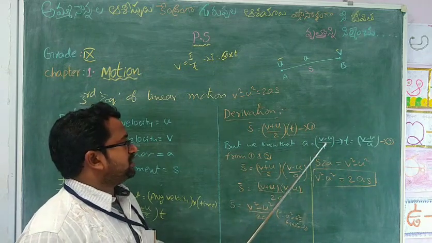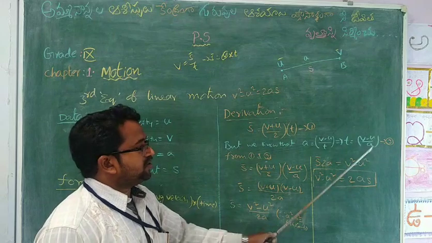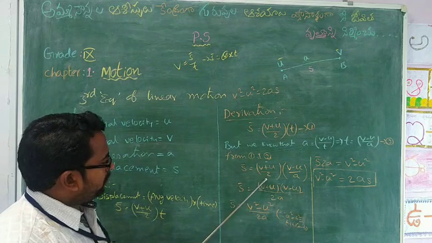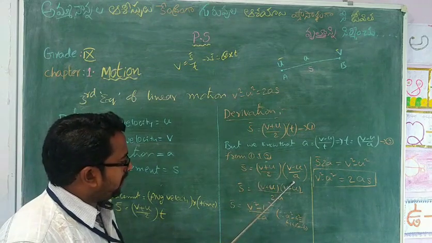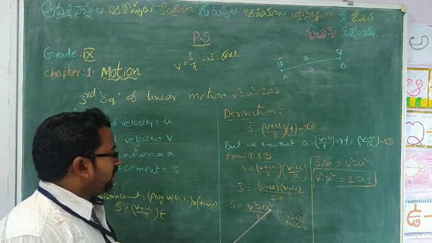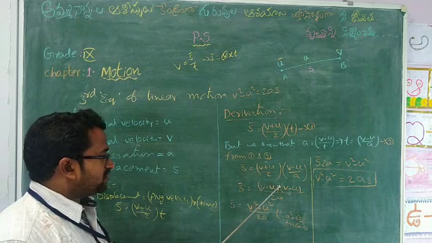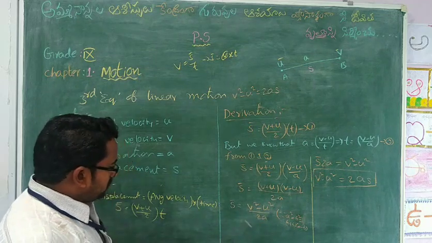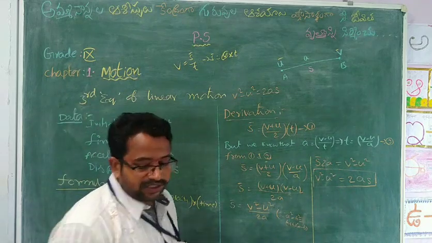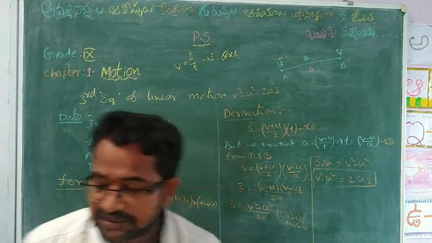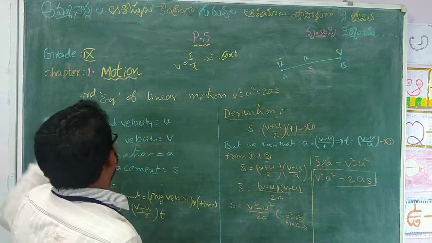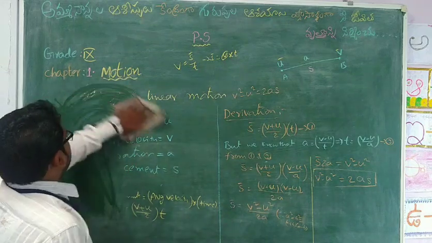So for that we have A is equal to V minus U by T, then T becomes V minus U by A. Simply substitute this value here. Then S is equal to V plus U by 2 into V minus U by A. And it is of the form A plus B into A minus B. Then A square minus B square, so that V square minus U square. Get the 2 to this side. We will get 2AS. V square minus U square is equal to 2AS. This is the derivation of the result, called the third equation of linear motion. Okay, understood? Good. So it's about the third equation of linear motion.